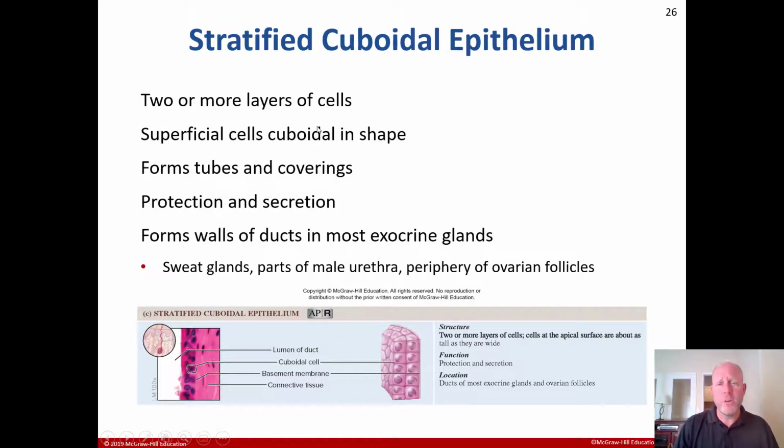And stratified cuboidal epithelium, there's two or more layers, stratified, right? Superficial cells are cuboidal. They form tubes and coverings, a lot of times for protection and secretion, like the walls of ducts and most of the exocrine glands, sweat glands, part of the male urethra, and the periphery of ovarian follicles.